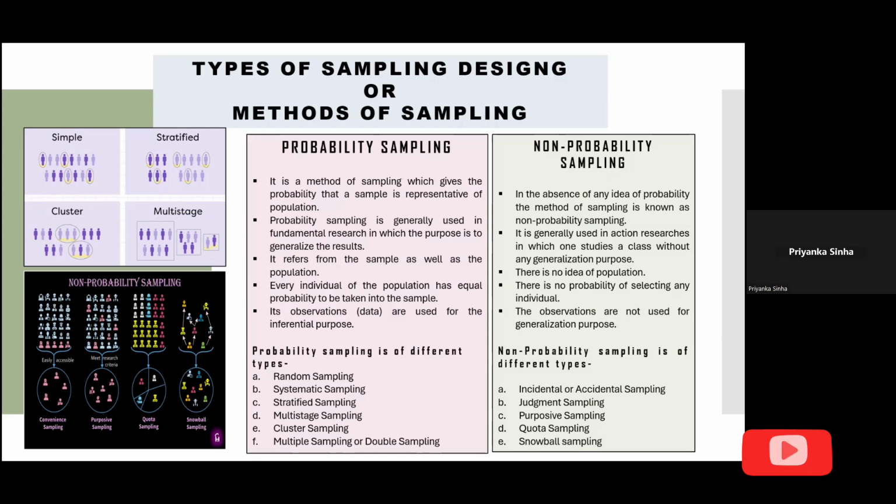Then non-probability sampling: in the absence of any idea of probability, the method of sampling is known as non-probability sampling. Non-probability sampling is of different types, like convenience sampling or accidental sampling, purposive sampling, quota sampling, or snowball sampling.